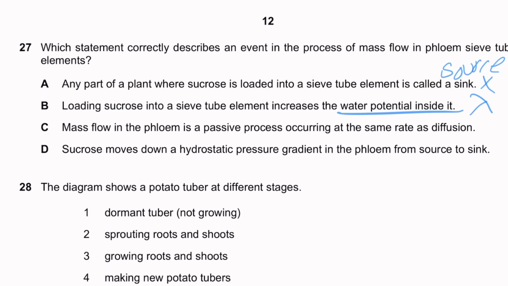Okay, mass flow in the phloem is a passive process occurring at the same rate as diffusion. Not necessarily the same rate as diffusion, because we have different rates of diffusion, okay? But yes, it is a passive process. Sucrose moves down a hydrostatic pressure gradient in the phloem from source to sink, perfect, letter D.